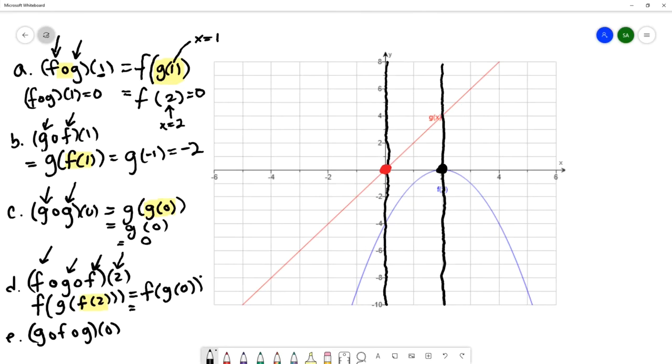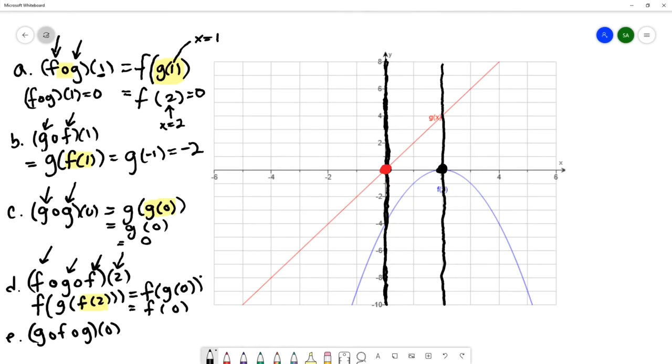So now we need to find g of 0. I've already drawn this vertical line here with an x value of 0. That vertical line crosses the graph of g in this spot here, and that has a y-coordinate of 0. The g of 0 is 0.